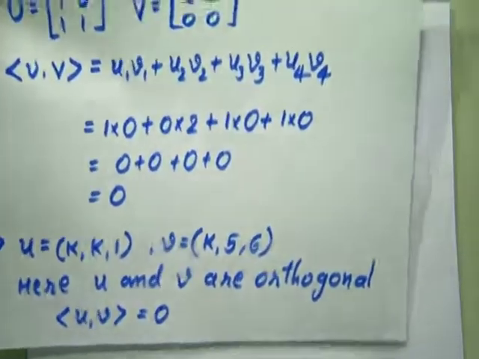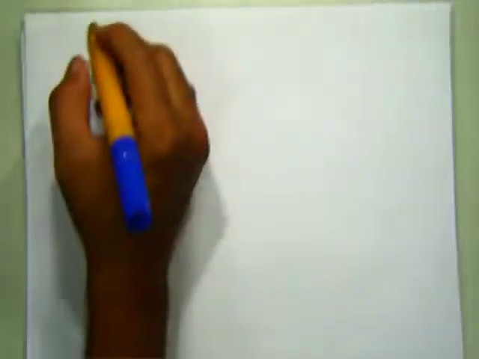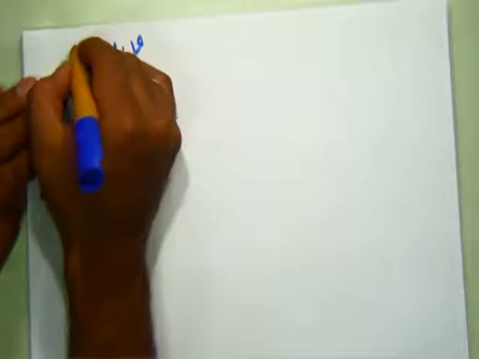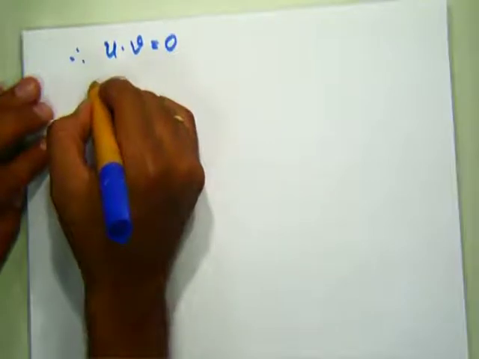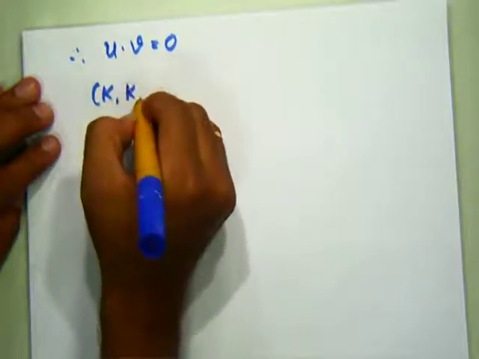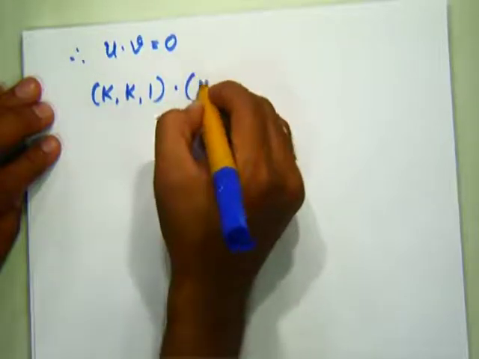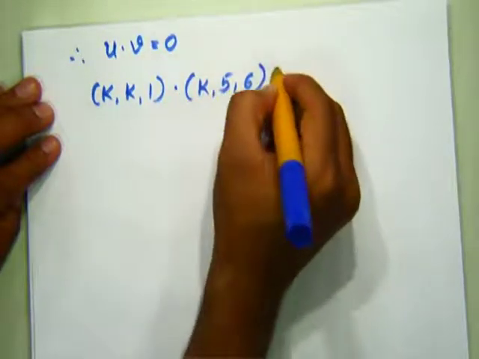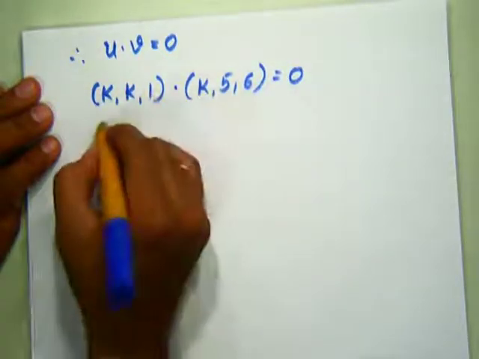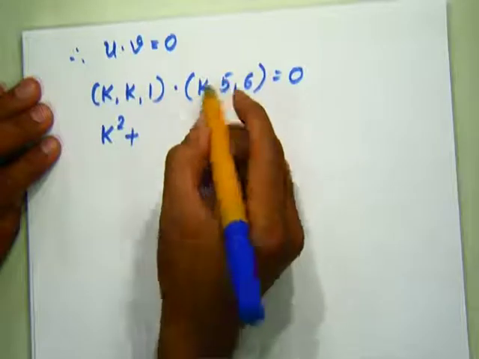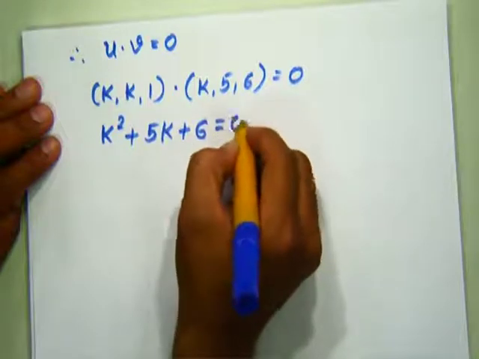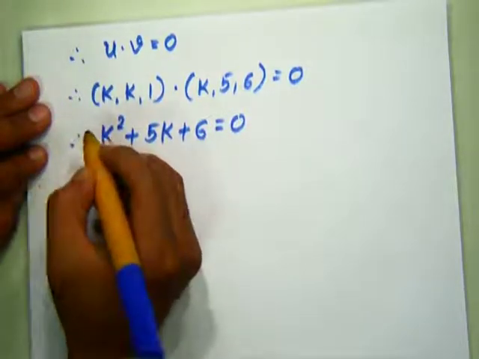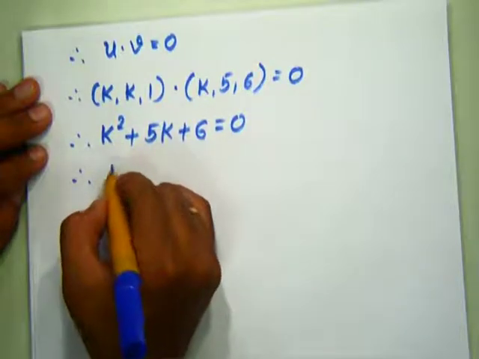Here inner product is defined as Euclidean inner product, so it becomes the U dot V dot product. So this is K 1 dot K 5 6, so it is K into K square plus K into 5, it is 5K, plus 1 into 6 equal to 0. Our aim is to find the value of K. So this is one quadratic equation.